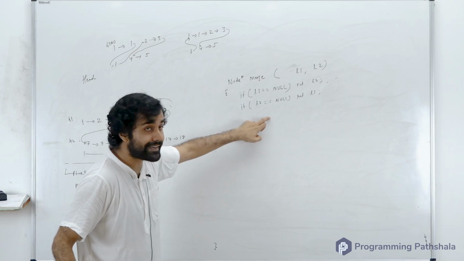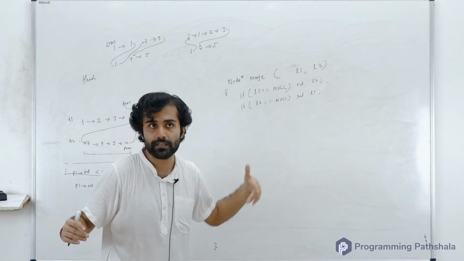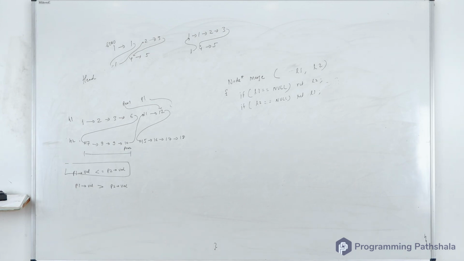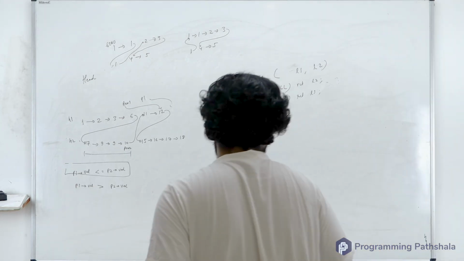Now, I do not need to write a separate case where both are null. Do I really need to write a separate case where both are null? No, because that would automatically get handled by either of these two conditions. Just use some brain, it will, right?